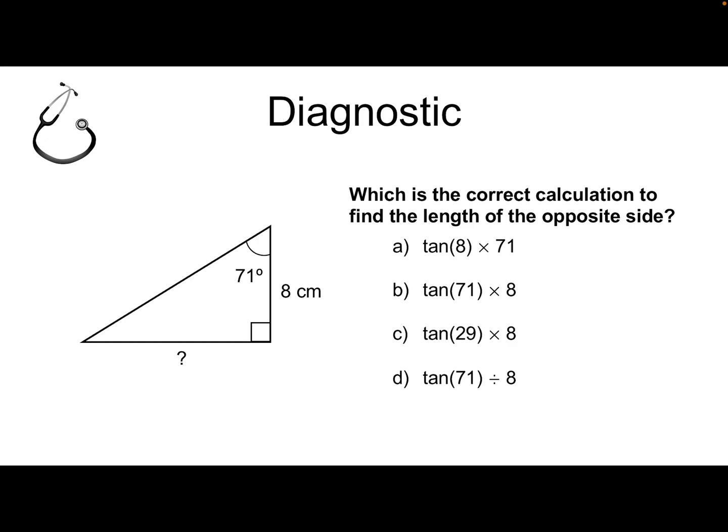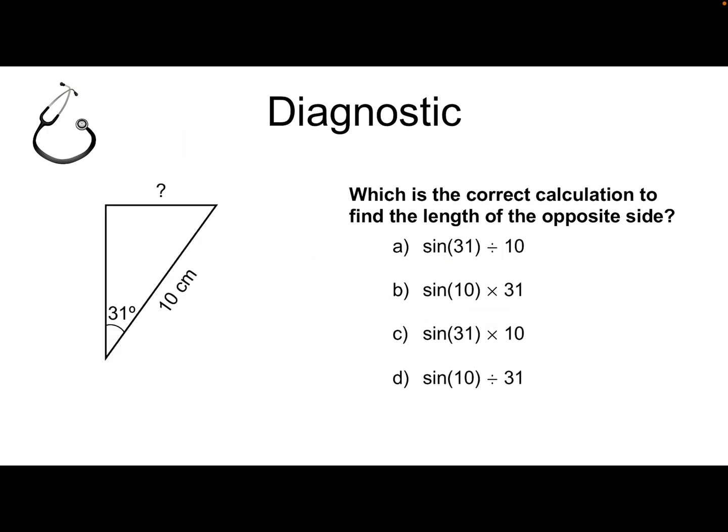What is the correct calculation for this particular one? Stop your video and have a go. Well, hopefully you know this is the opposite, this is the adjacent. So it's a tan. Tan of 71 is equal to your opposite, x, over your adjacent, 8. So x is equal, that's an easy one to rearrange, just times both sides by 8. 8 times tan 71 degrees. It's B. The answer is B.